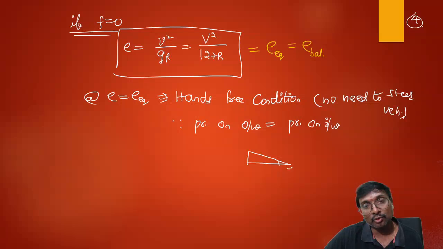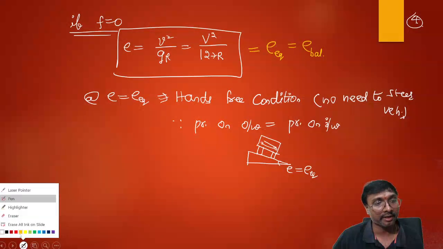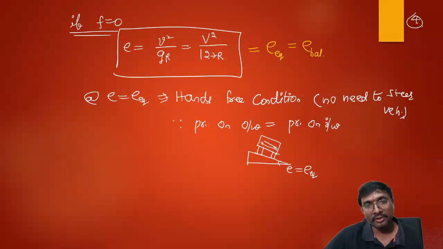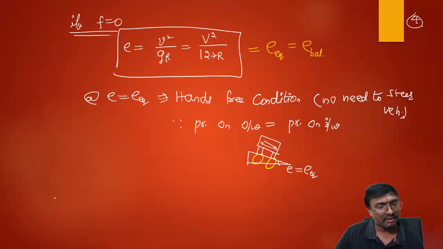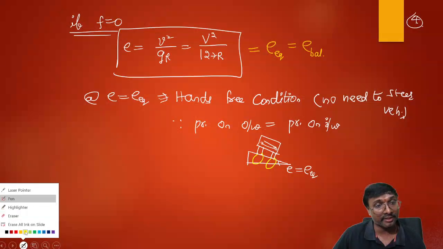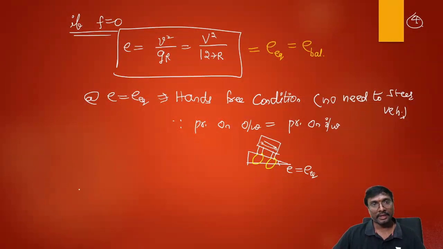So whenever the super elevation is equal to the equilibrium super elevation, this is your vehicle, let us say, the pressure on the outer wheel and the inner wheel must be the same. If you are steering, unbalancing conditions will happen; the super elevation itself will be taking care of the turning. That is what you have.